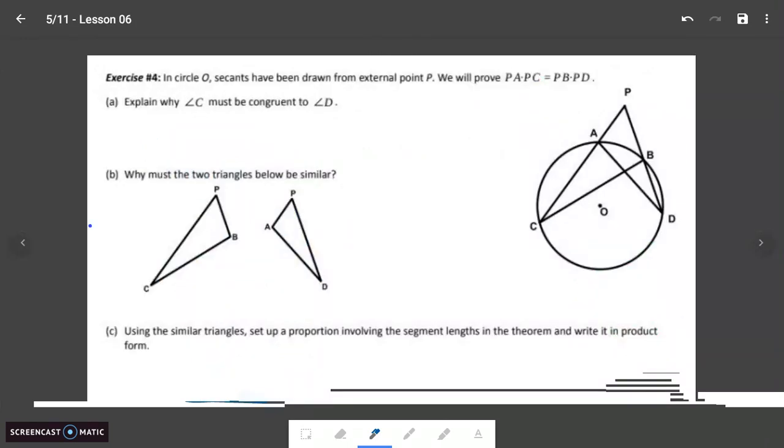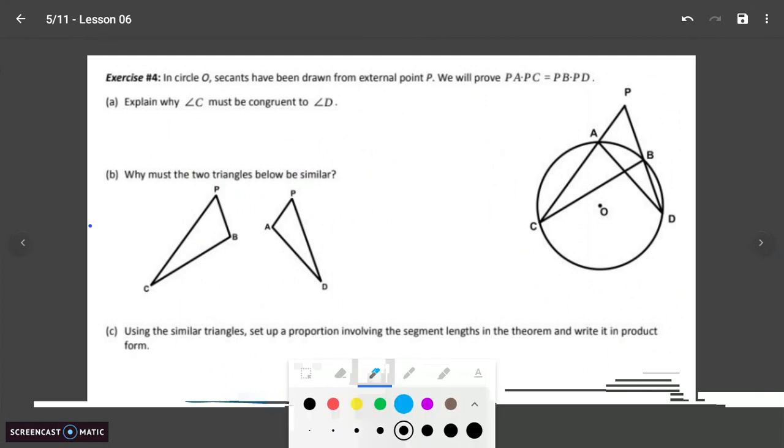Okay, one final question for us here. Exercise 4, in circle O, secants have been drawn from the external point of P. We will prove that PA times PC is equal to PB times PD. But first, we have to explain why angle C is congruent to angle D.